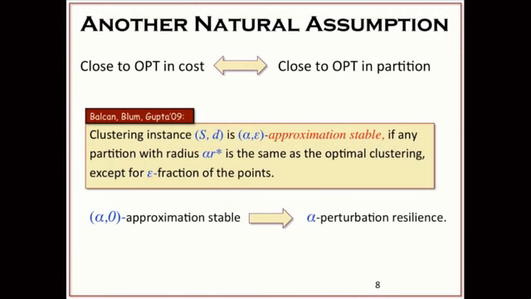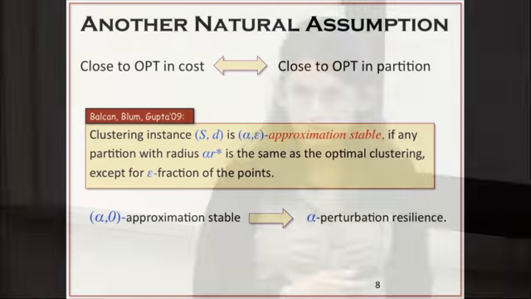OK. The next natural assumption that I want to mention here for this talk is called approximation stability. And what it captures is that if you are approximating the cost of a clustering in this situation, you're also approximating the membership or the partition itself.